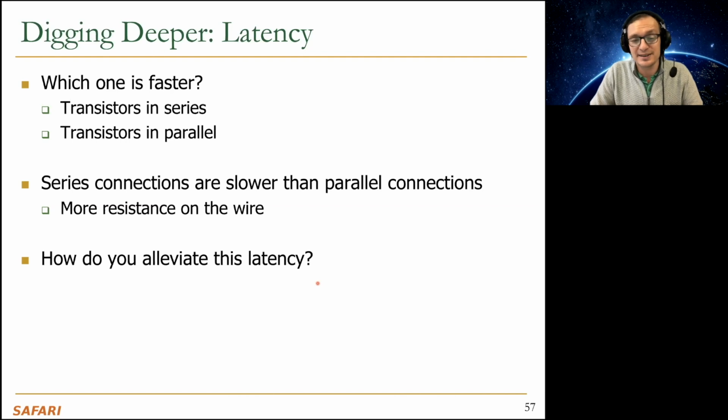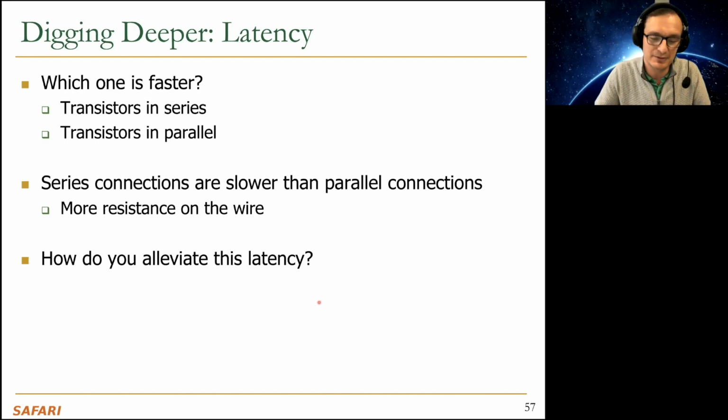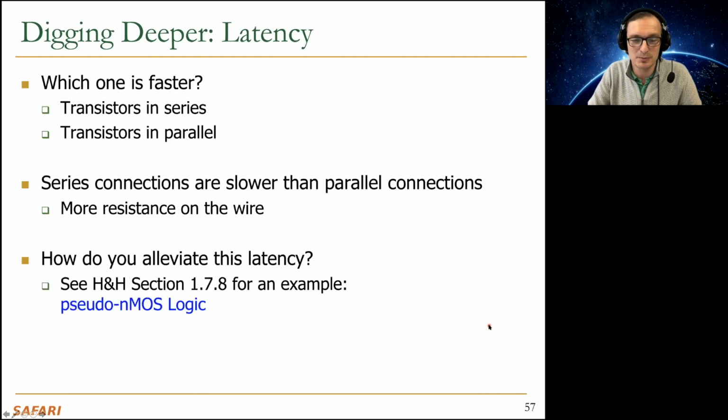So how do you alleviate this latency? Basically, you can try to design different types of structures. And I'm going to give you one example. The book gives you the same example. I'm going to copy it from the book, actually. So for example, Harris and Harris section 1.7.8 talks about an example, pseudo NMOS logic.